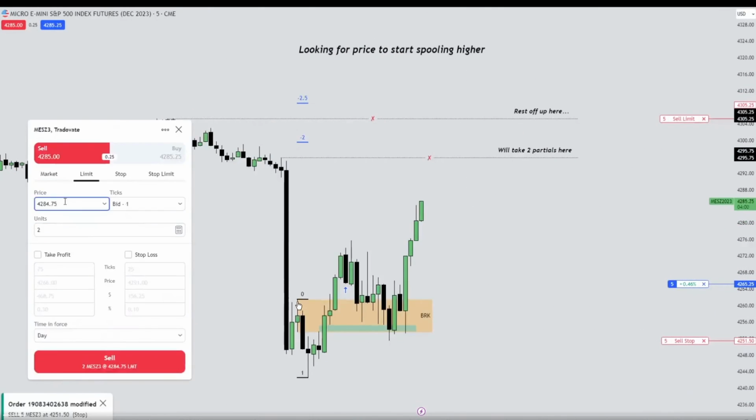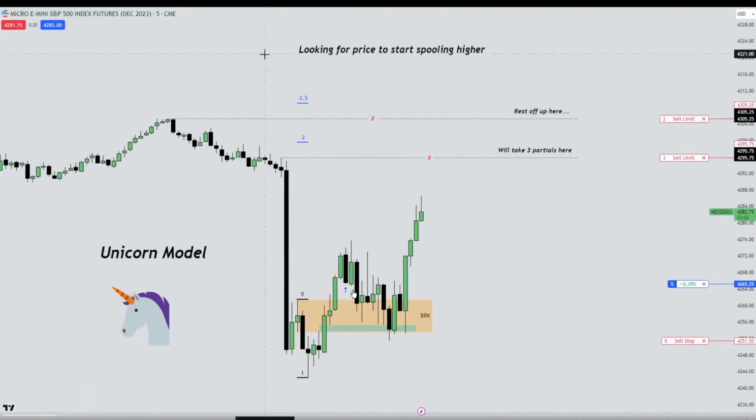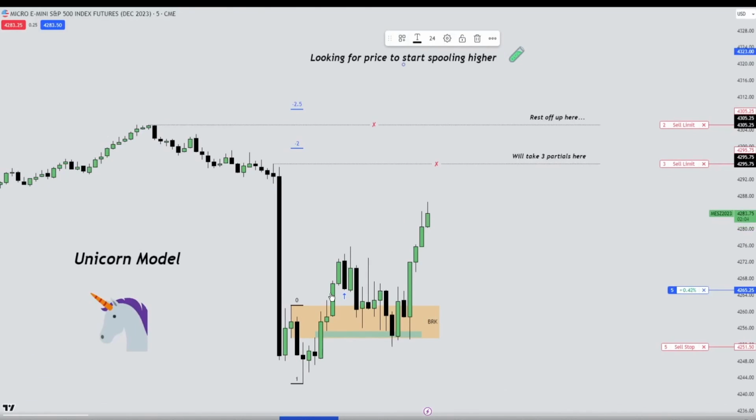You can see we have a breaker block aligned with a fair value gap. So I entered a little bit early on this one because I wasn't necessarily trading the unicorn model. I was just trading the fair value gap with the market structure shift. But price did retrace back down, retested the fair value gap with the breaker block. That would be the entry, stop loss at the low down here.